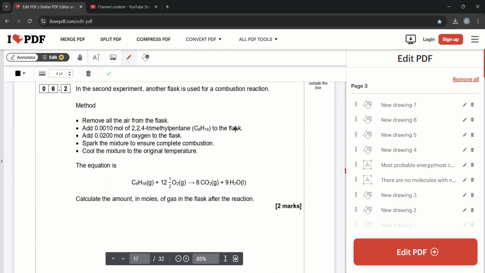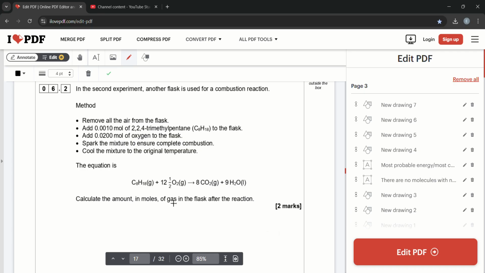And then 6.2. In the second experiment, another flask is used for a combustion reaction. Method: remove all the air from the flask, add 0.0010 moles of C8H18 to the flask, add 0.0200 moles of oxygen to the flask, spark the mixture to ensure complete combustion, and cool the mixture to the original temperature. The equation is that. Calculate the moles of gas in the flask after the reaction.